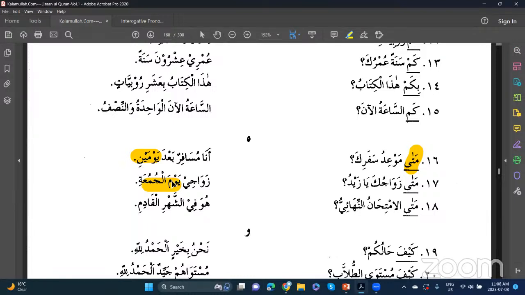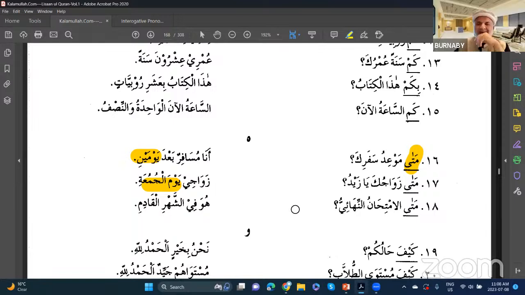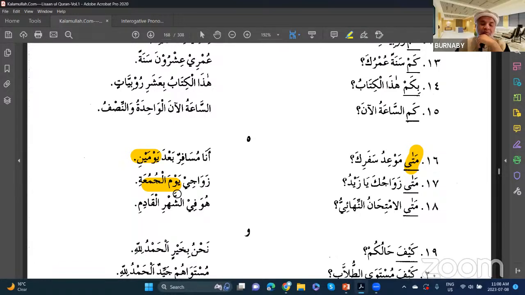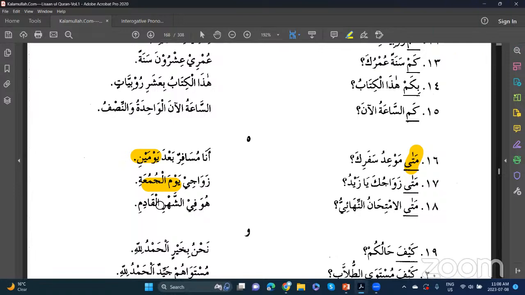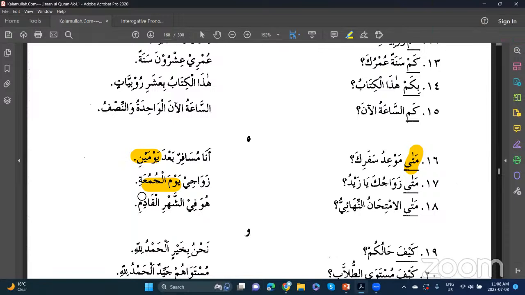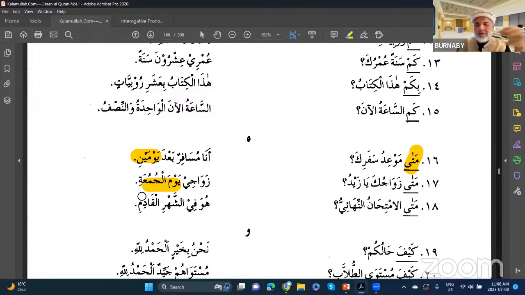Murakkab jari. Where is any harf jar in this? Where is the harf jar here? Because jari is for when you see a harf jar. Do you see any harf jar in here? No. Okay. Yawm al-Qiyamah, day of Friday. So if you do the translation, the answer will become easy.